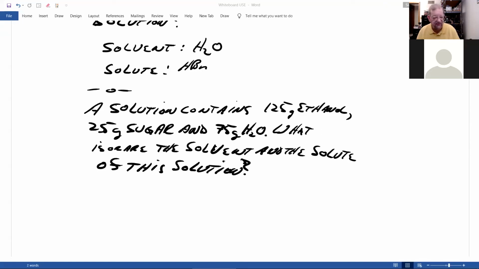And if we look at this, the first thing is, what is the solvent of this solution? Remember, there's only one solvent, and the solvent is the component present in the greatest amount. So which is the largest number, 125, 25, or 75? Hopefully all pick 125. So the solvent for this solution is ethanol.